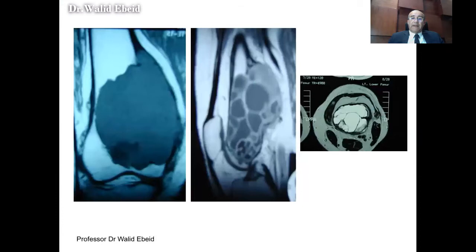The MRI as well gives you an idea about the consistency of the tumor. Is it cystic, like in this case? Is it cartilaginous? Is it formed of bone, etc.?